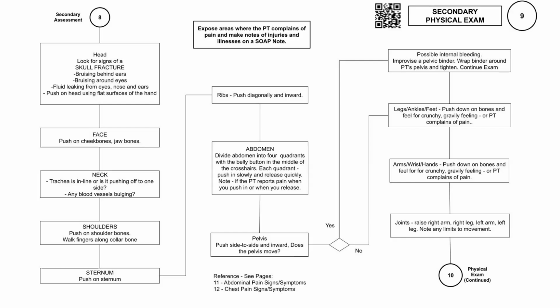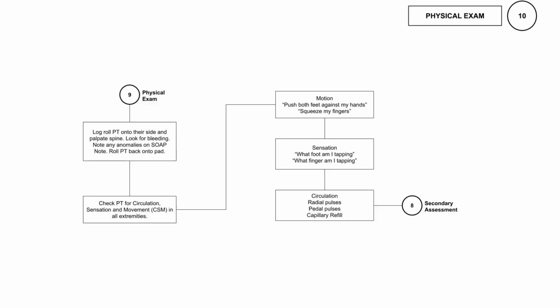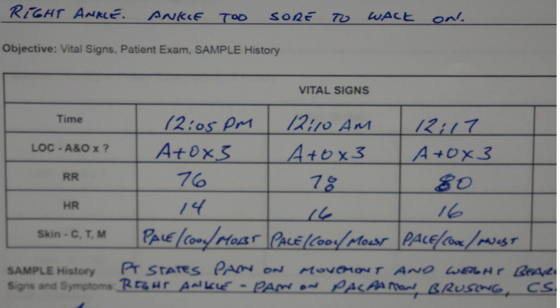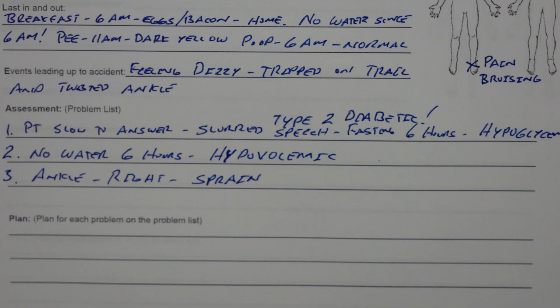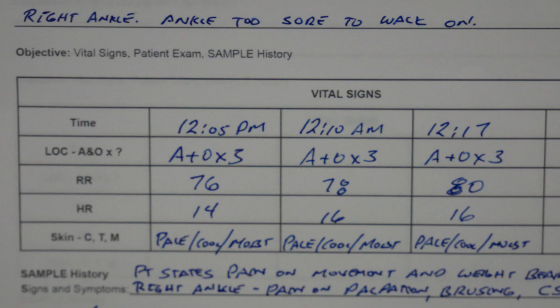You perform a secondary physical exam and the patient has good circulation, sensation, and movement, although painful, in the injured ankle. You take another set of vitals and you see the heart rate and respiratory rate is still increasing. Because you did not miss any steps in the primary and secondary assessments, you learn that your patient did not sprain their ankle because they are clumsy. They sprained their ankle because they are hypovolemic, dehydrated, and they are hypoglycemic, they have low blood sugar. The increasing heart rate and respiratory rate is another indicator of hypovolemia.